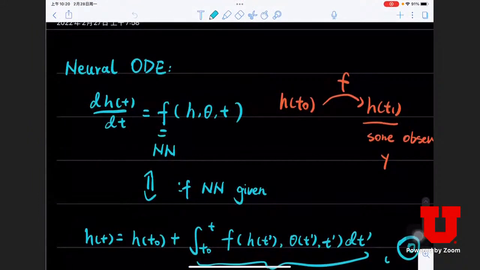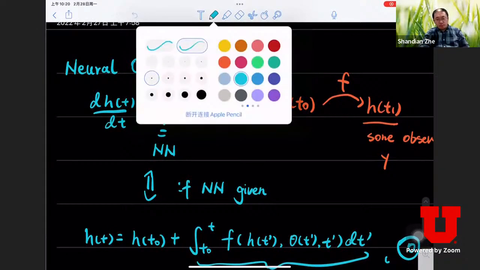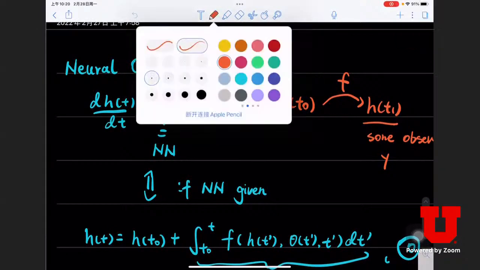Can everyone still see my screen right now? Yeah, great. Let me use these colors.